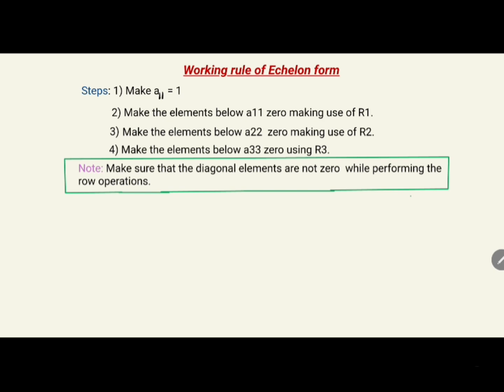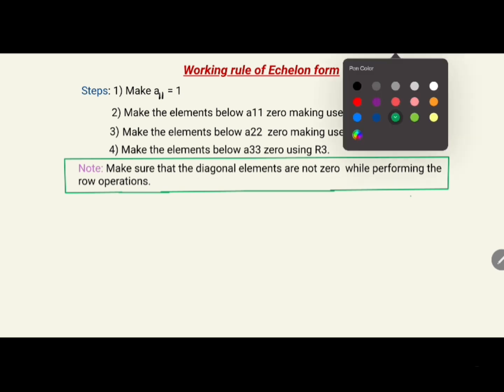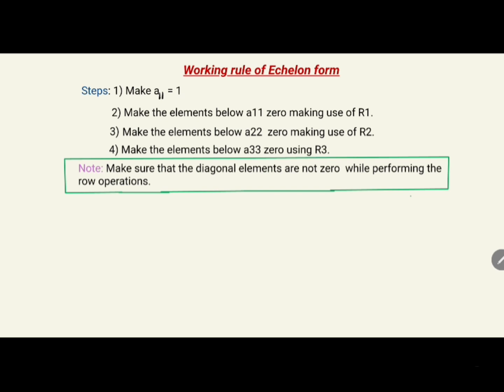Here you have to note a point: the diagonal element should not be 0. If the diagonal elements are 0, we cannot perform further row operations. For that reason, we have to make sure that the diagonal elements are not 0. Clear, students?